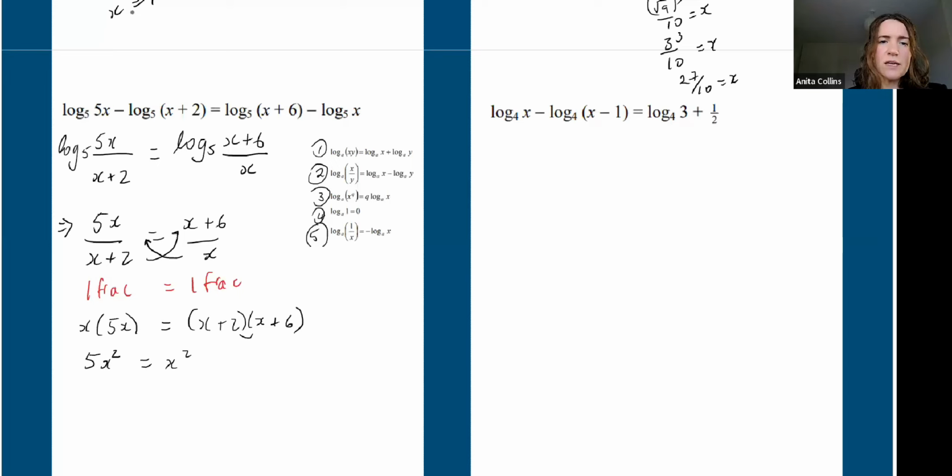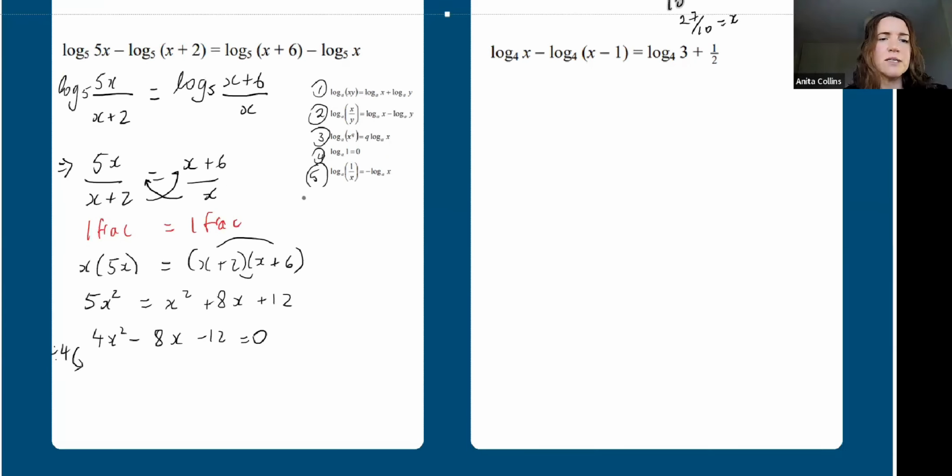2x and 6x is 8x, and 2 times 6 is 12. It's looking like a trinomial. Let's bring everything to one side and let it equal 0. 5x squared minus x squared is 4x squared minus 8x minus 12 is equal to 0. You can go straight into factorizing at this point, but you might notice that you can divide across by 4. And if you notice that, it will make your working out a little bit easier.